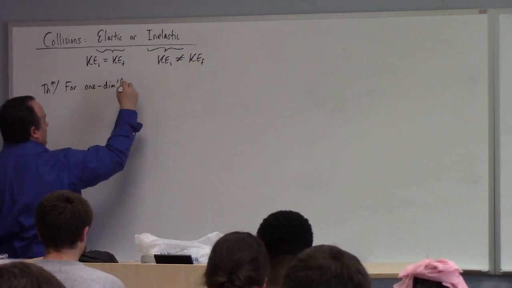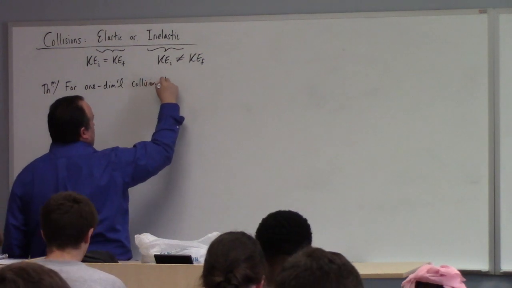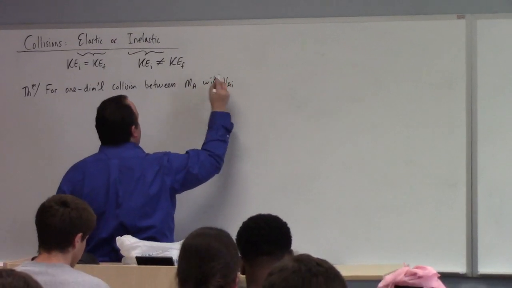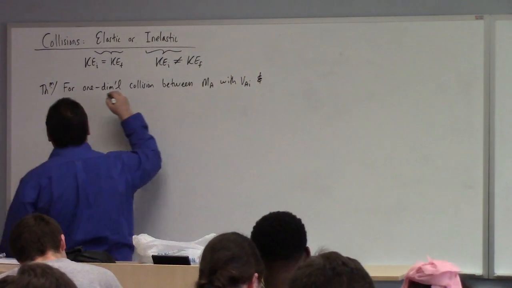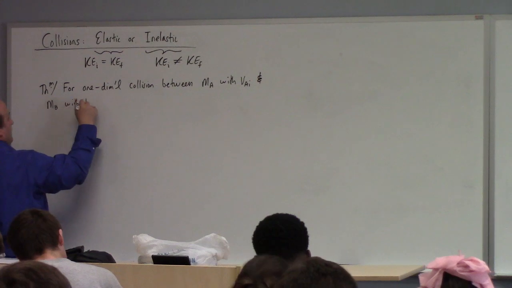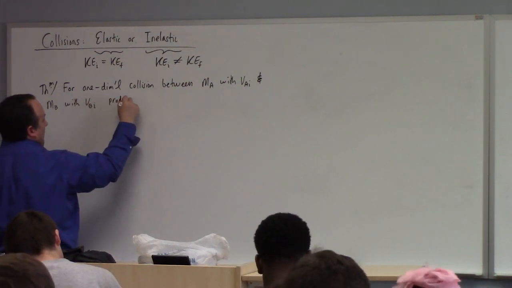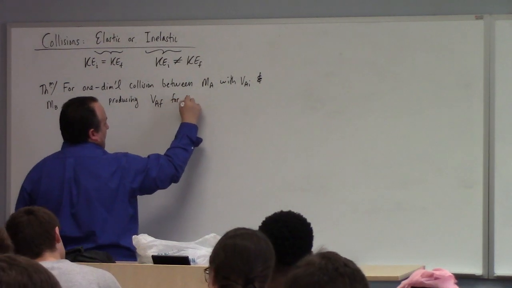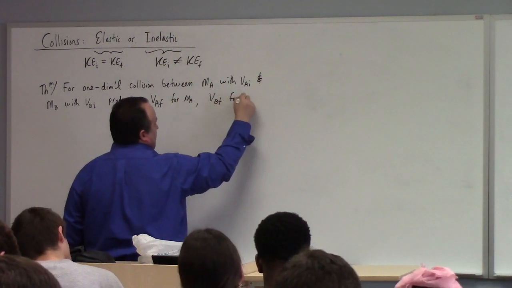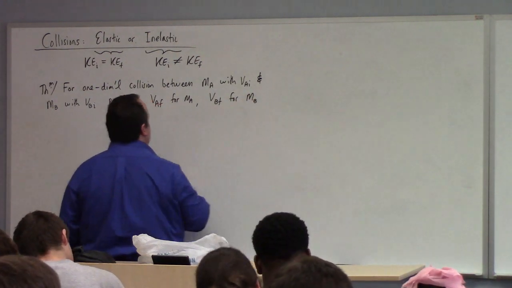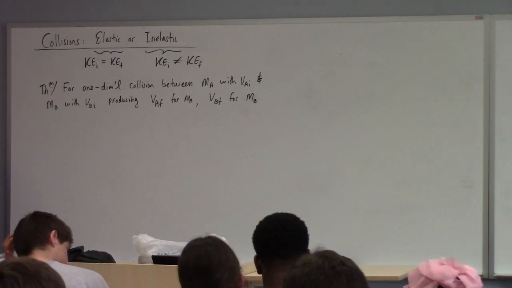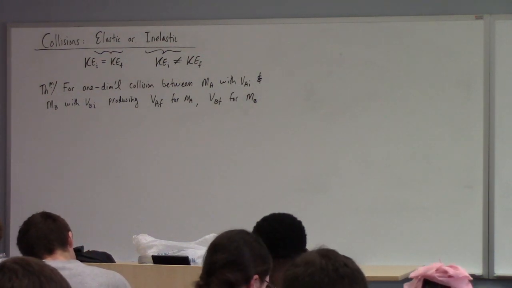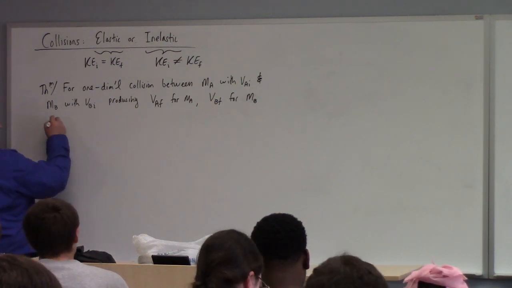a one-dimensional collision between MA with VAI and MB with VBI, producing after the fact VAF for MA and VBF for MB. So I'm saying that the velocity before the collision is VAI. The velocity after the collision is VAF for mass A. Before the collision, the velocity of B is VBI. After the collision, the velocity of B is VBF. That's my notation, okay?